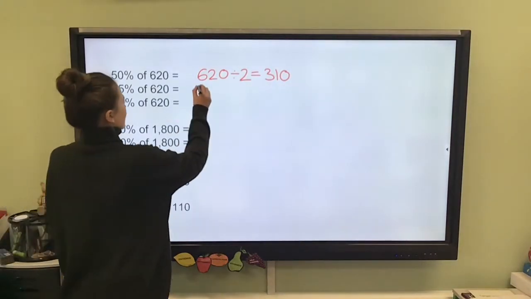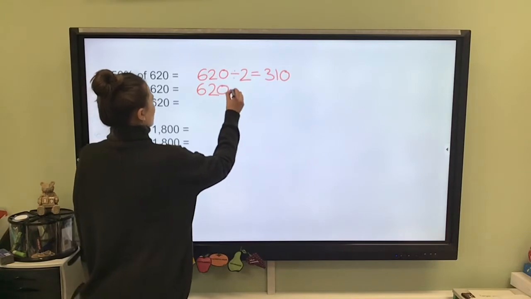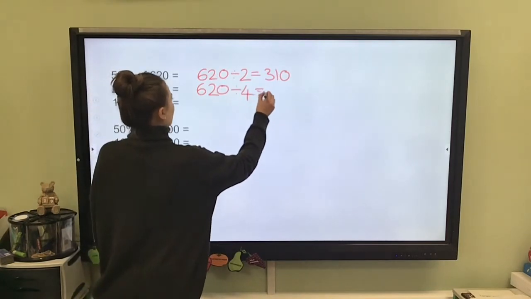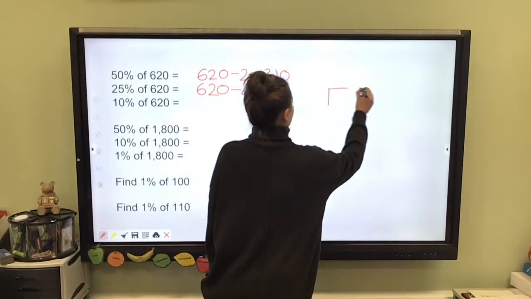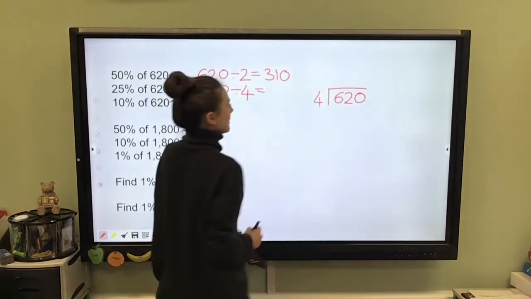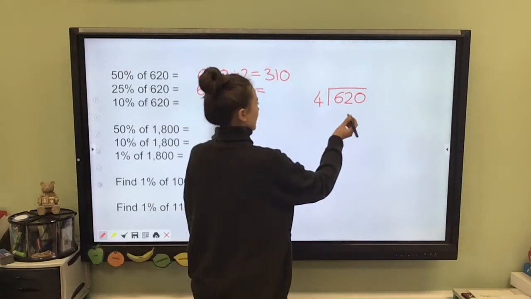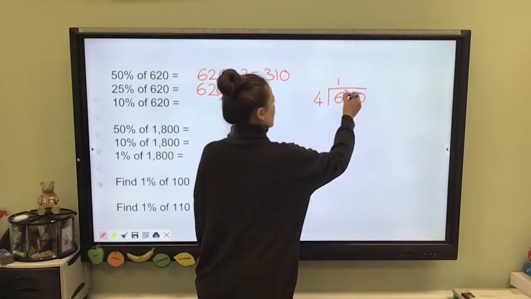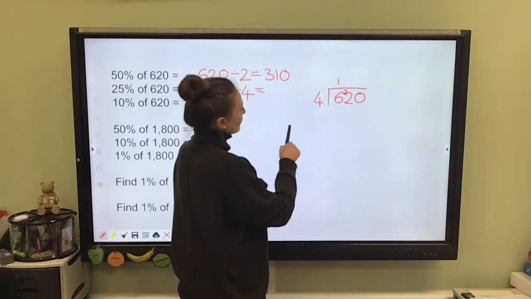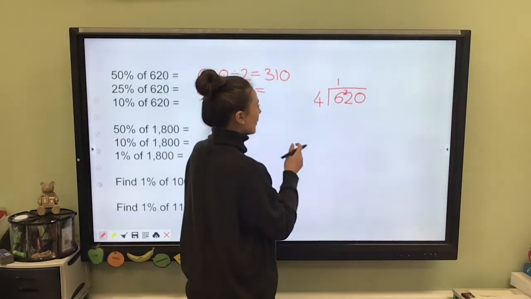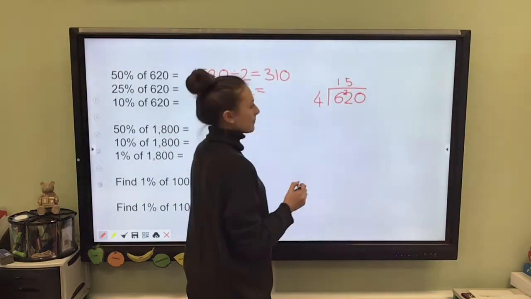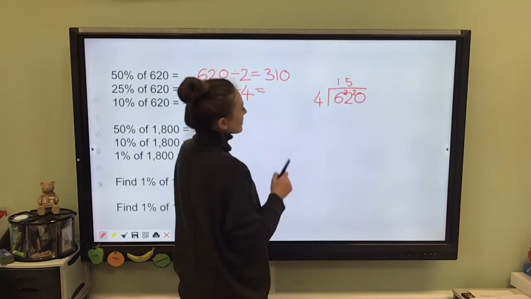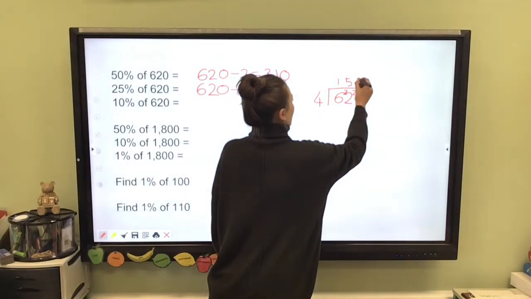So therefore, this time, I need to divide 620 by 4 to figure out what 25% is. Okay, so it's always okay to show our workings out. So I'm going to use bus stop method to divide 620 by 4. So 4s into 6 go once with 2 remaining. So I've got 22 there. So 4s into 22, how many times does that go? I know that 4 times 5 is 20. So I'm going to put my 5 up there and I've got 2 remaining. So 4s into 20, I know go 5 times.